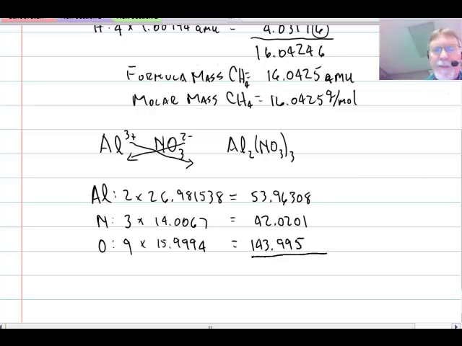And when we do that and apply sig figs, we get 239.978, rounding to the third decimal place, because this number right here has the furthest to the left last significant figure. And so our formula mass for aluminum nitrate is 239.978 atomic mass units, and then we could give the molar mass for that as 239.978 grams per mole. Okay?